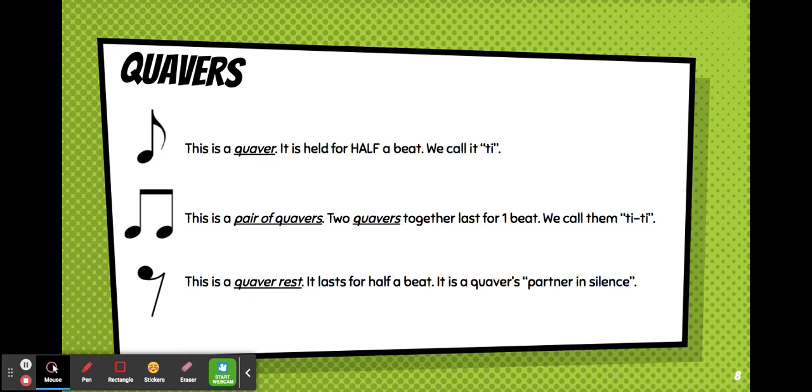And be careful with the quavers. I had a look at some of your videos of you guys performing your compositions last week, and some of you are rushing your quavers. Just remember not to rush your quavers. They still need to take up that whole beat. So you really need to think about how can you play them so you're still taking up that whole beat and you're not rushing and then resting for the rest of your beat. We know that this funny looking thing here is called a quaver rest. We know that it lasts for half a beat, and we know that it is a quaver's partner in silence.